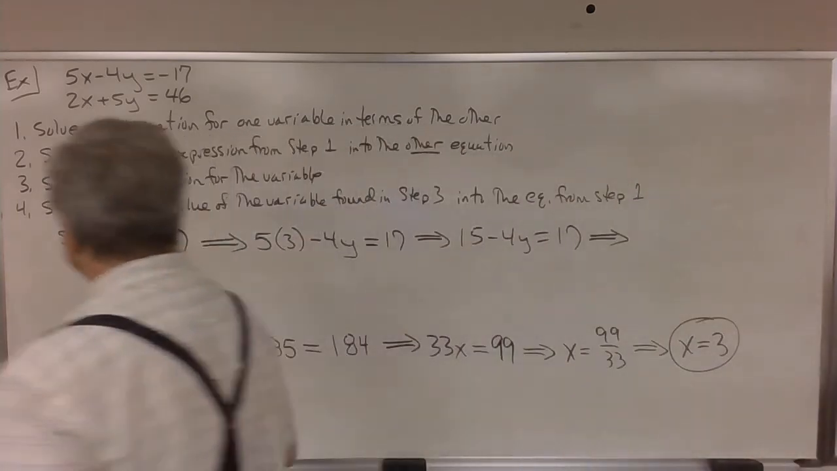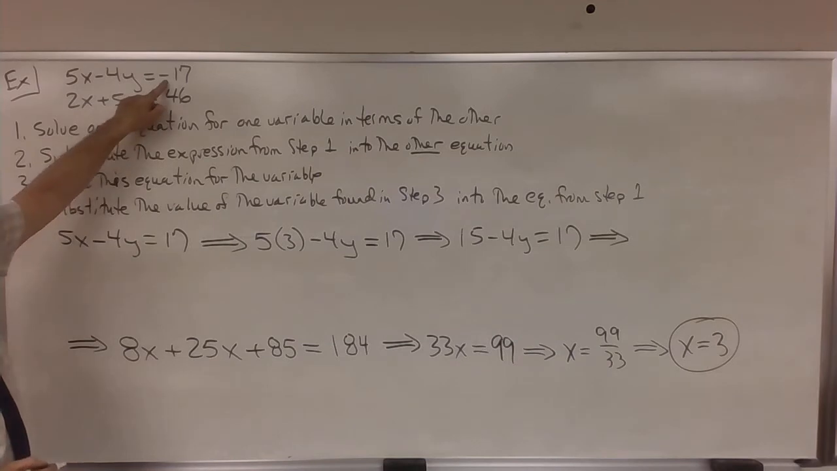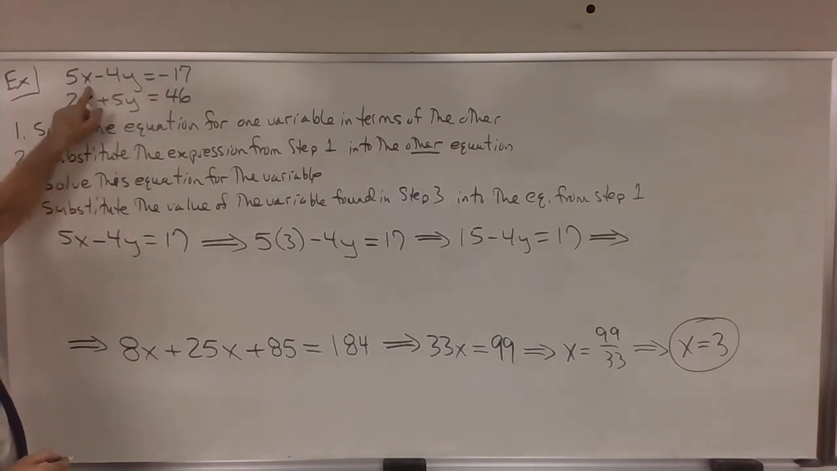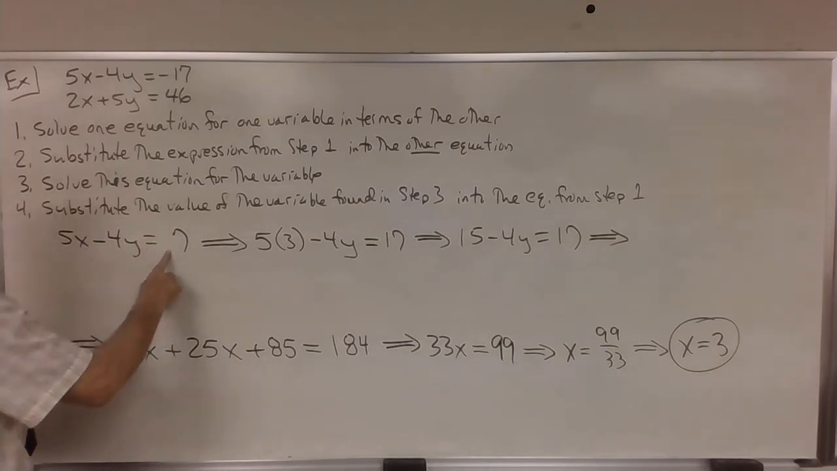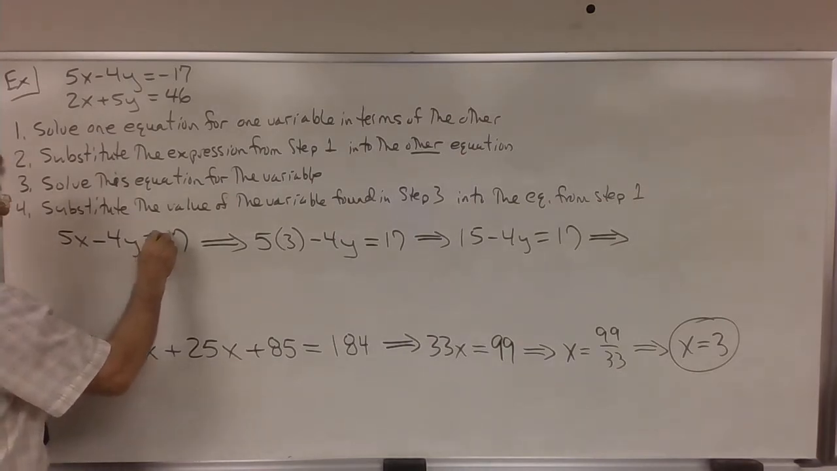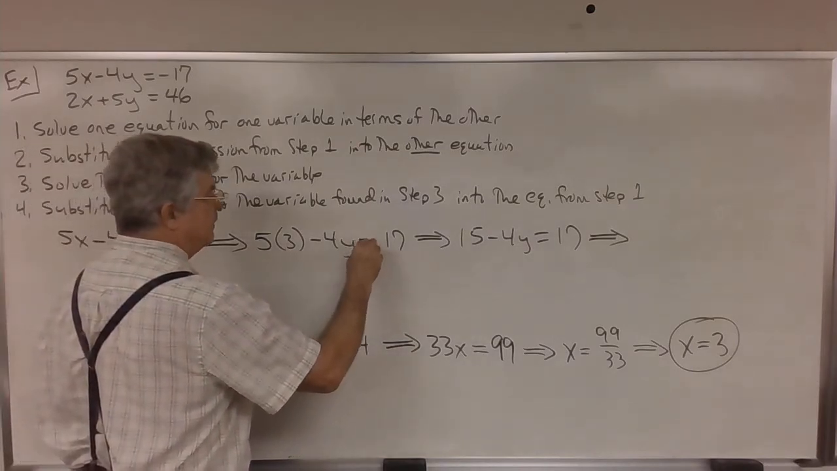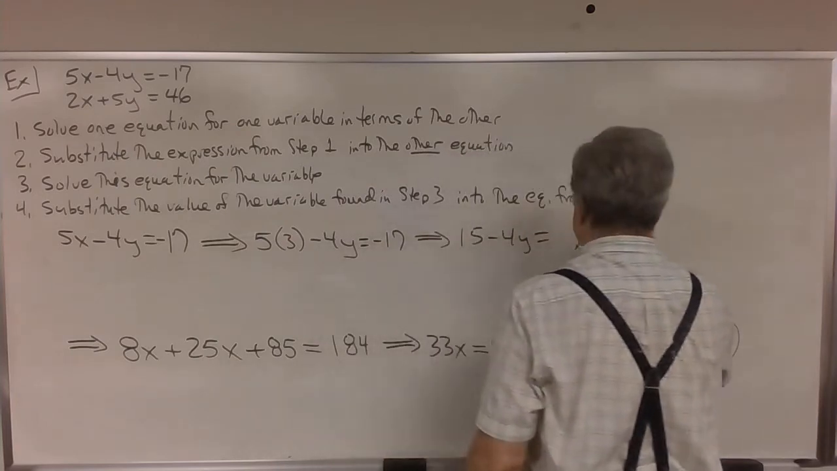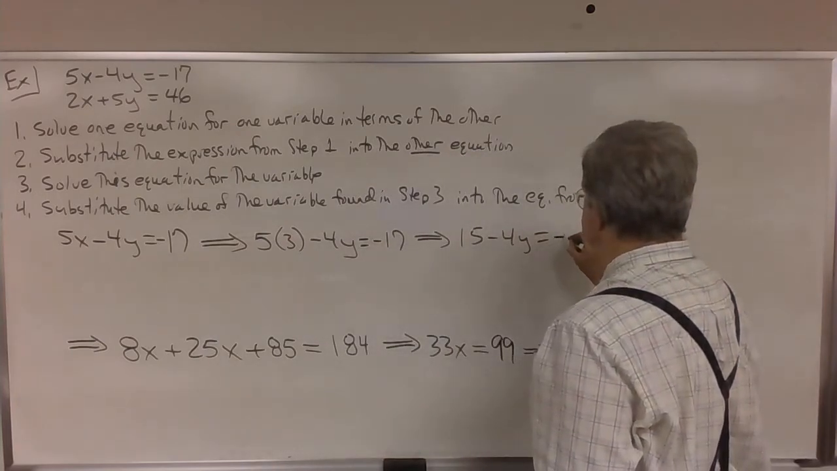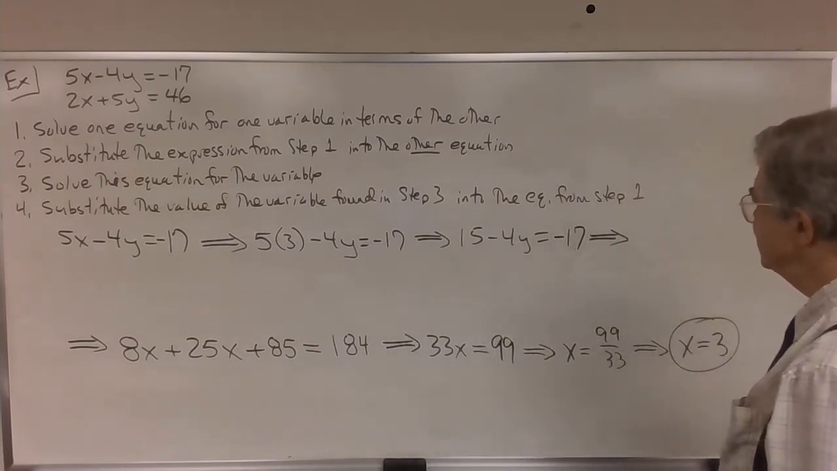Oh. Yeah, no wonder I can't get the right answer. I copied everything down wrong. 5x minus 4y is negative 17. So there's a negative sign here, and a negative sign here, and a negative sign here. Okay, now I like where I'm going.